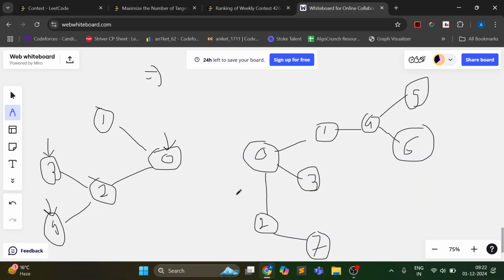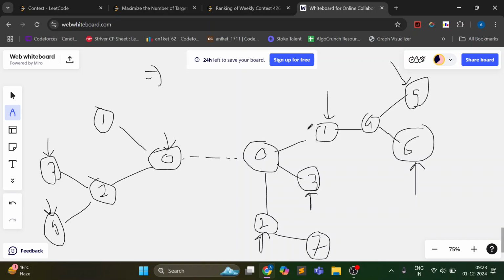Now from the second tree, if we connect an edge between 0 of the second tree, which elements will contribute? This 0 would not contribute because the number of edges here would be 1, which is not even. Other elements which will contribute are this 3, this 2, and this 5 and 6. Why is that? 5 to 4 to 1, so 2 edges, 3 edges, 4 edges, so even.